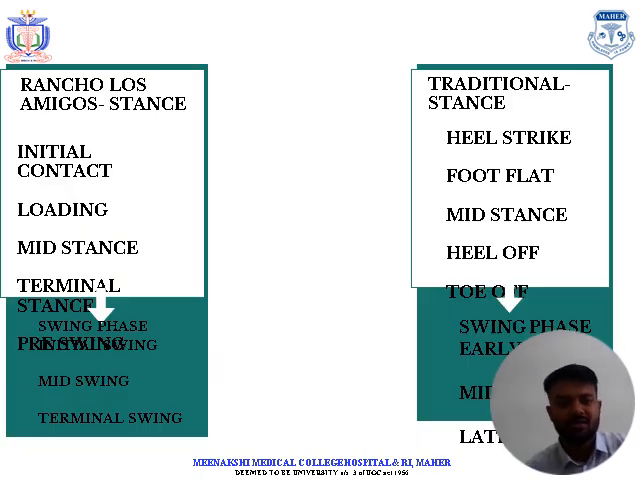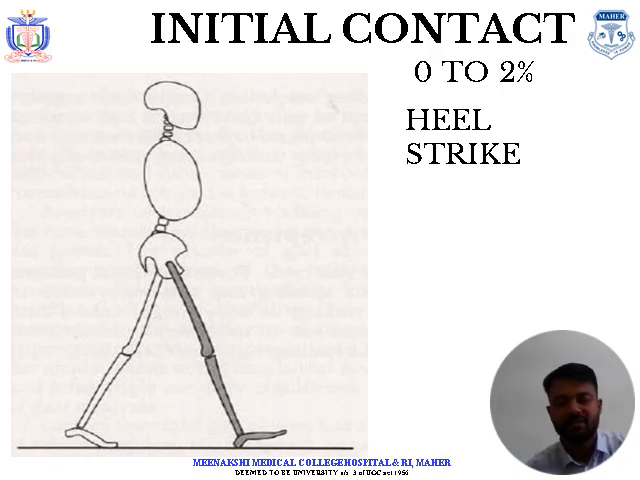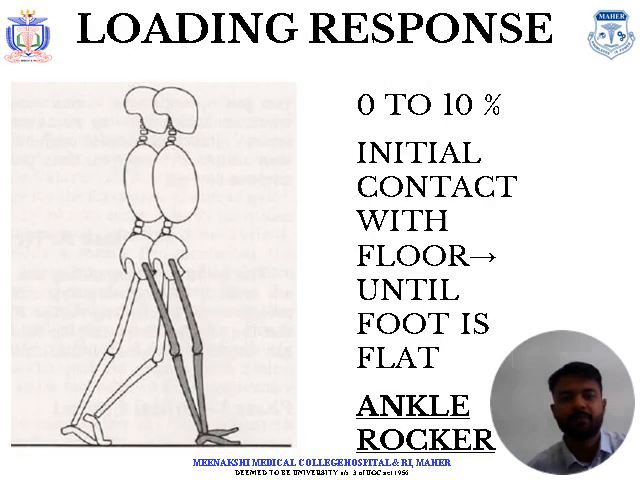The Rancho Los Amigos is the newest classification. Traditional is a stance classification. Both essentially mean the same, with no difference in the content. This is a pictorial representation showing the initial contact. 0 to 2% of the 60% cycle is heel strike, where the heel is on the ground. Then the loading response, where you actually plan for push off. It's 0 to 10%. The foot is flat. The other name is ankle rocker, where the ankle is rocking to push the foot off the ground.